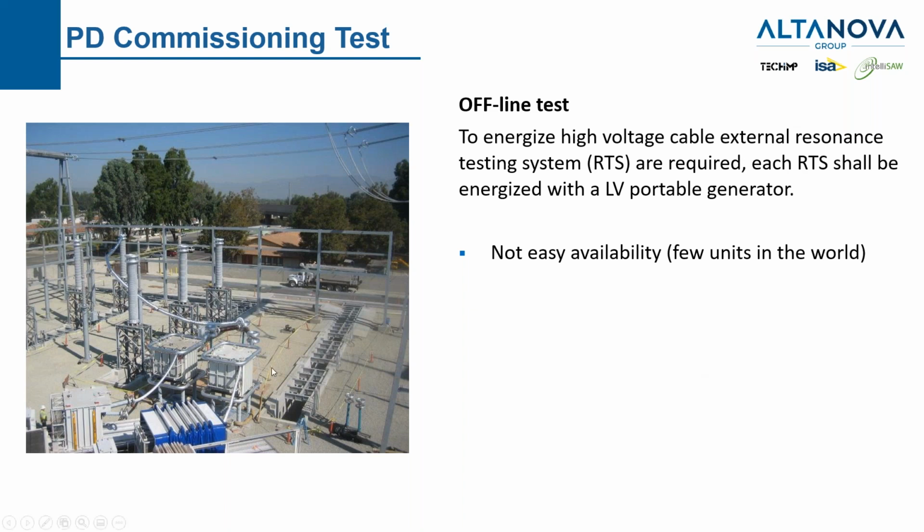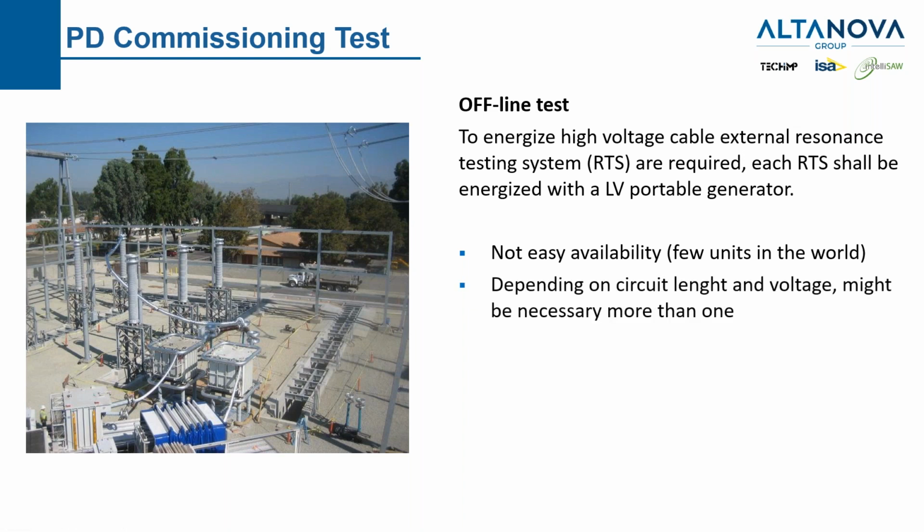If you can see the picture, there are these white transformers here. There are 2 of them, and there are 2 of them over the tracks. Unfortunately, they are not easy to find. There are a few units in the world. Depending on the circuit length and voltage, it may be necessary to have more than 1 of these. And we need also some operators to, let's say, control these units. I can tell you that many times some special tuning is required, and it's a big loss of time for many people involved in the construction.